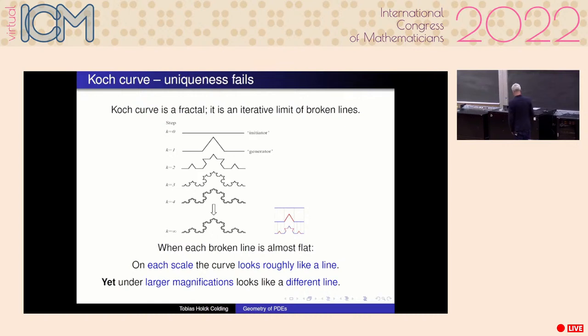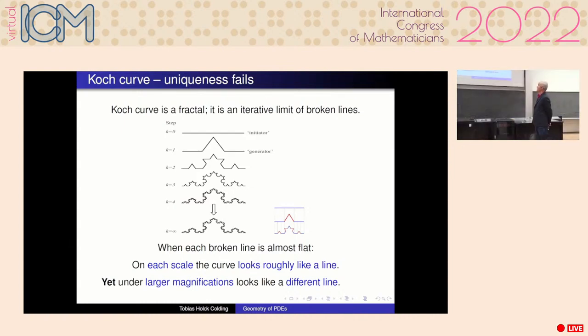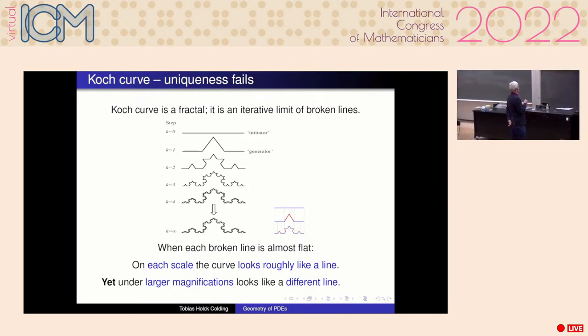Now let's look at an example where this is not the case. You can look at any kind of fractal. So this is the Koch curve. The Koch curve is a fractal. It's given as an iterated limit of broken lines. So you start with a line, you take the middle third of it, and you insert a break like this. And now you take this line here, take the middle third and insert a break, and you do the same thing here and here. Now you repeat this process and go to a limit. And in the limit, you get the Koch curve.